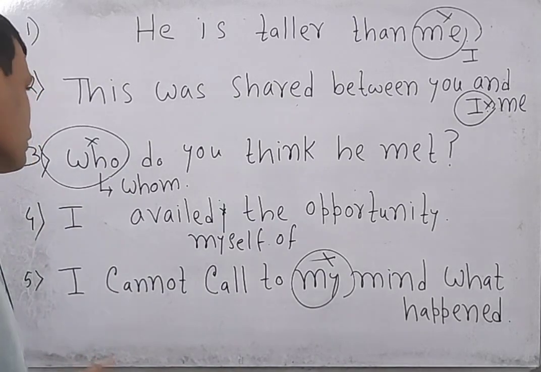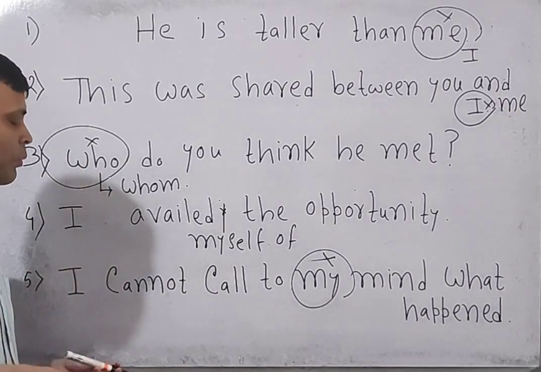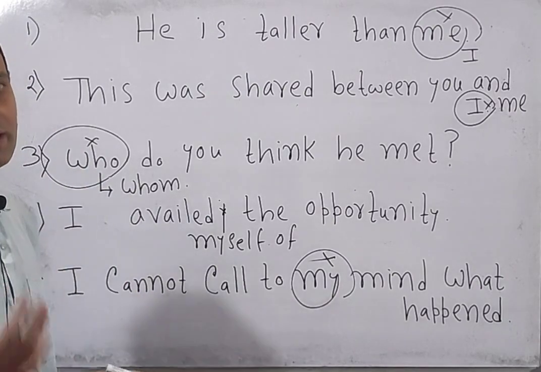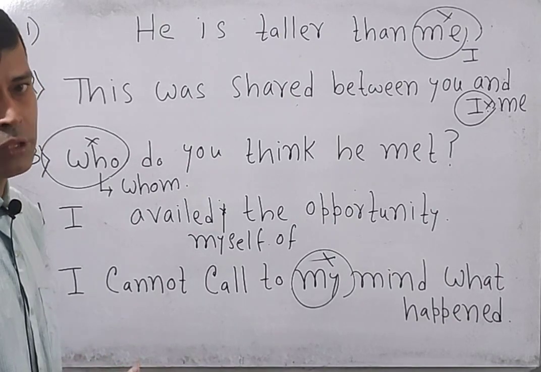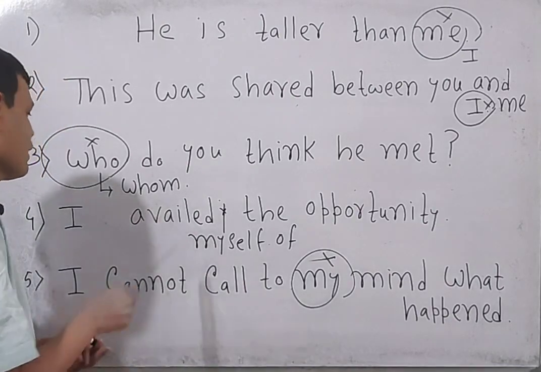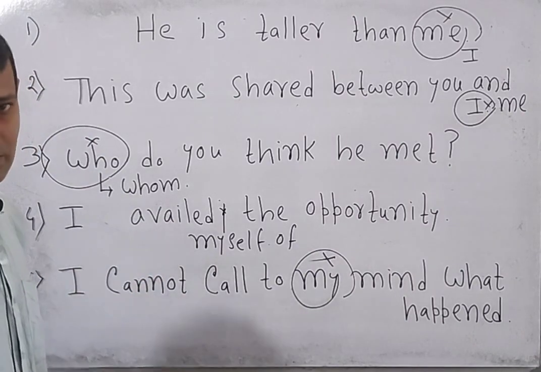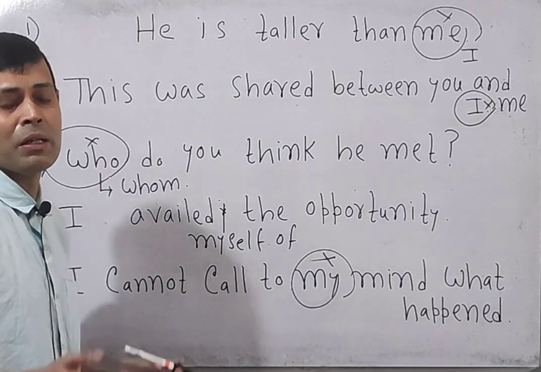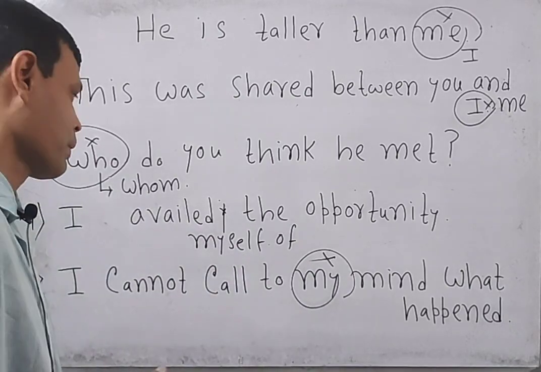whom. In question number 4, whenever you are going to use the word or verb avail, you need to write some self word, and the self word should be related to the subject. Therefore, it should be "I avail myself", because the self word of I is myself. I, myself; he, himself; you, yourself; she, herself; they, themselves; we, ourselves; in this way.